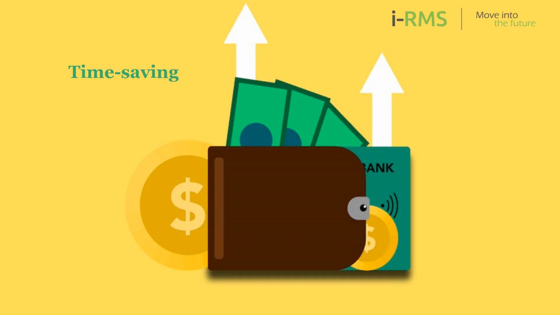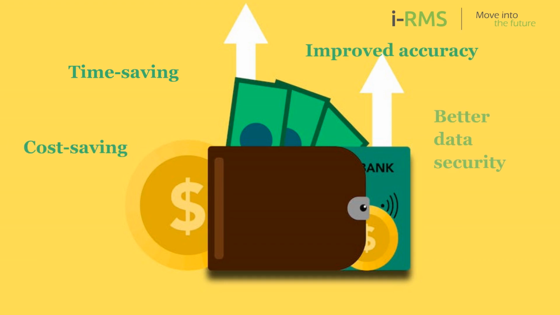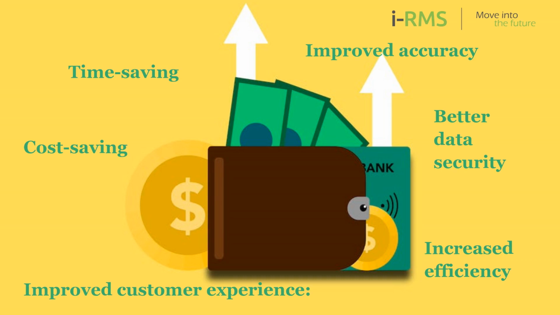There are several benefits of using APIs for data exchange in the relocation business. Time saving. APIs can automate data exchange processes, reducing the time needed for manual data entry and processing. This leads to faster data exchange and better decision-making. Cost saving. APIs eliminate the need for manual data entry and processing, which can be costly and time-consuming. By automating these processes, businesses can save on labor costs and reduce the risk of errors and delays.